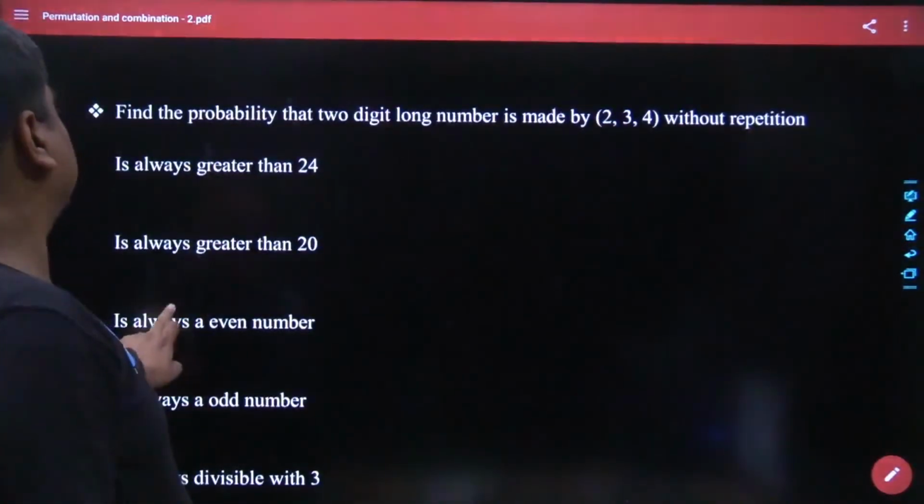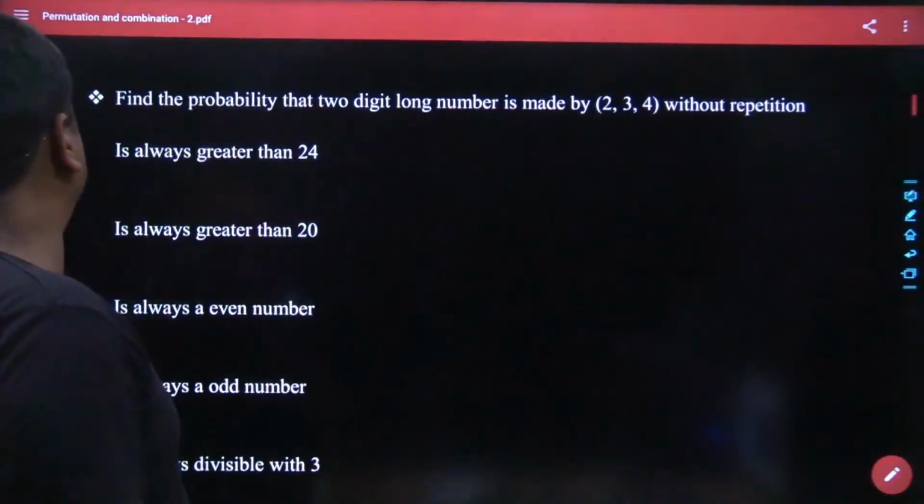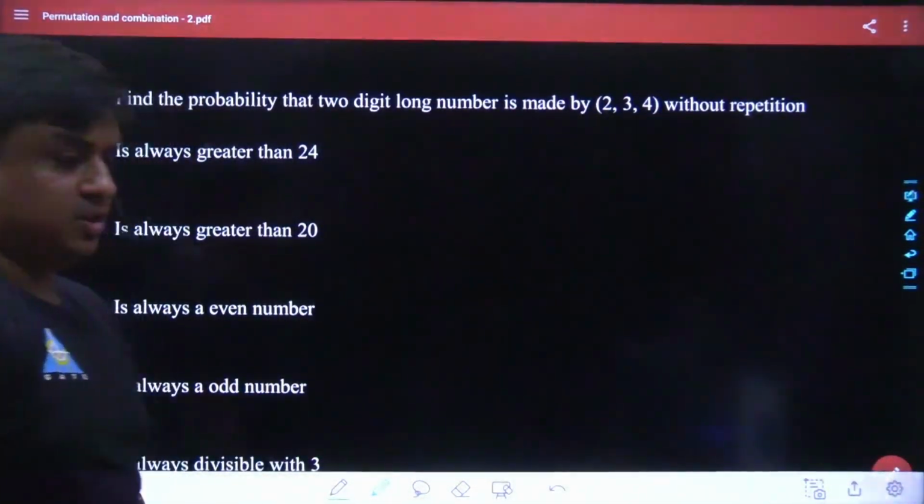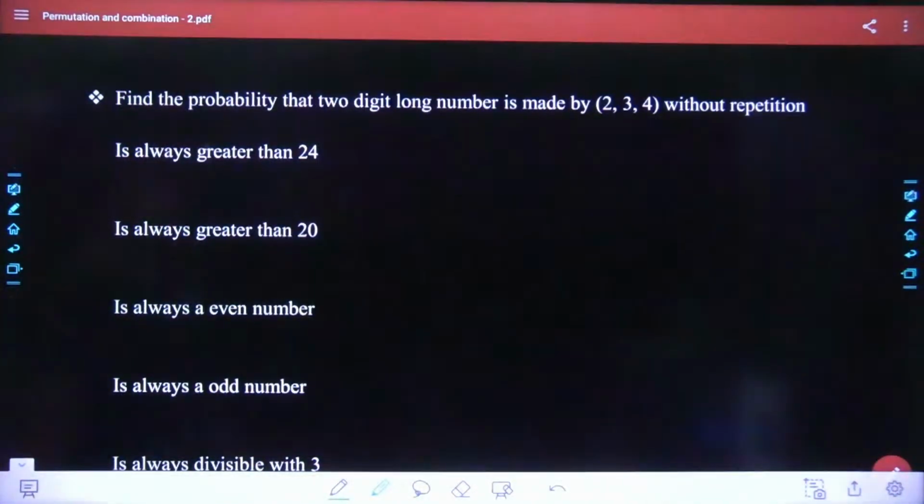So here comes the next question. Again, these questions are based on the concept of probability, but they require the concept of permutation and combination as well.